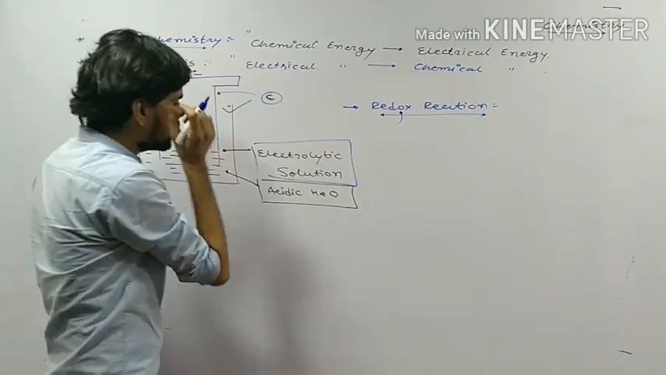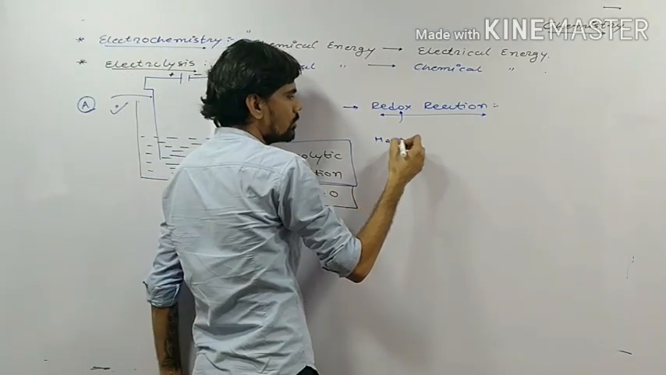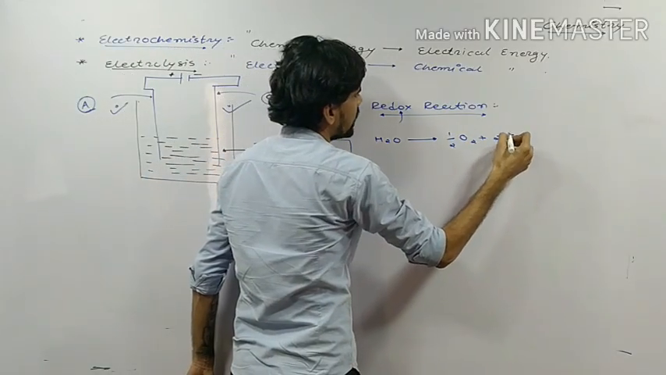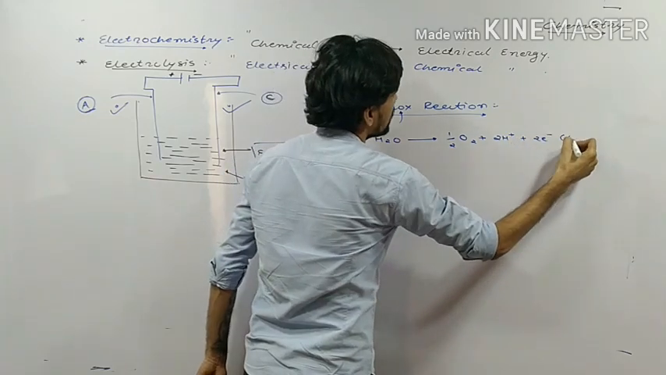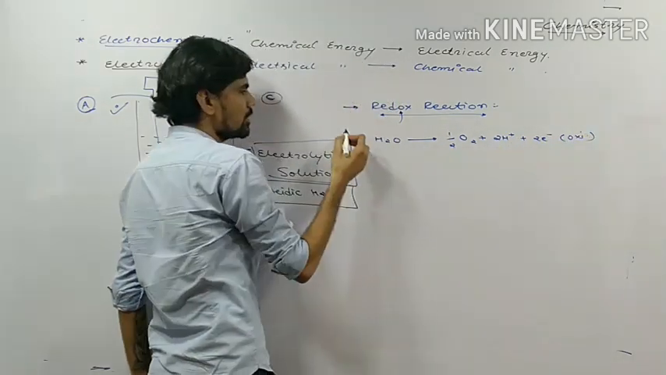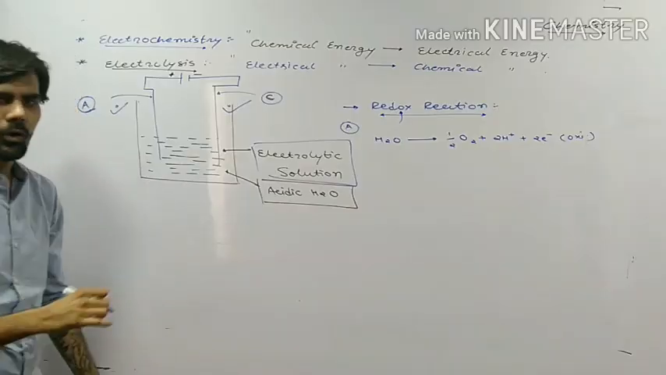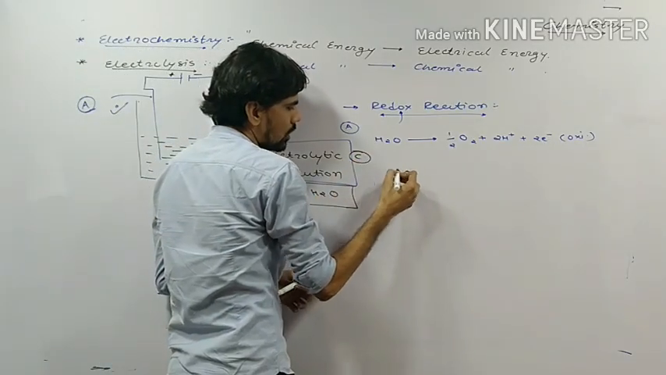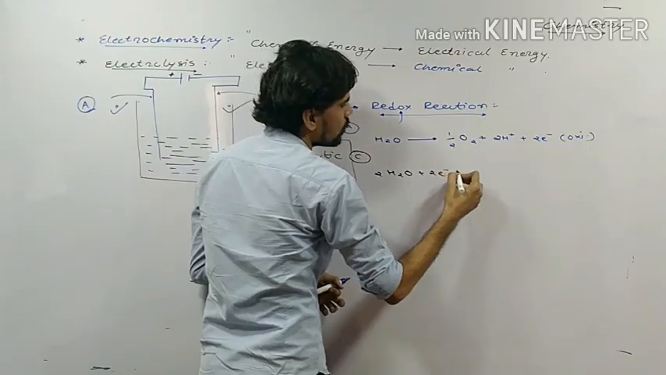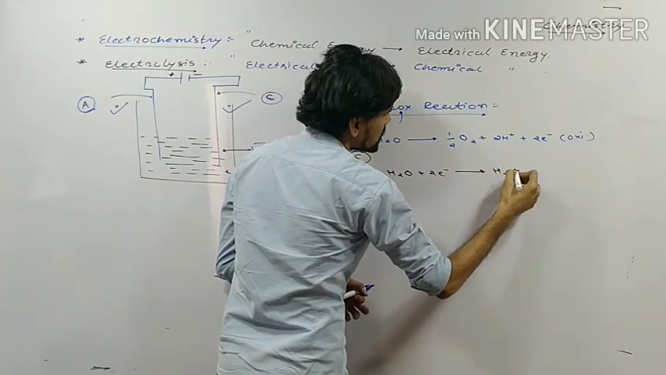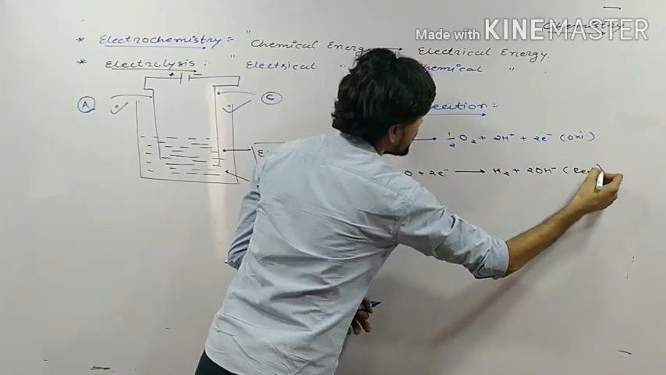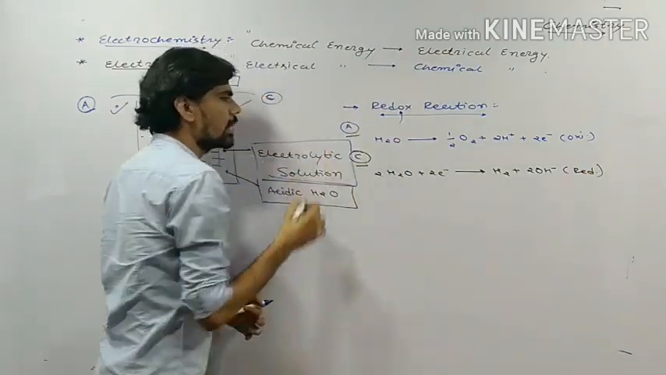Okay, like here H2O will give half O2 plus 2H+ plus 2 electrons. It's an oxidation reaction which occurs on anode. On the other side, on cathode, 2H2O plus 2 electrons will give H2 plus 2OH-. It's a reduction reaction which occurs on cathode.